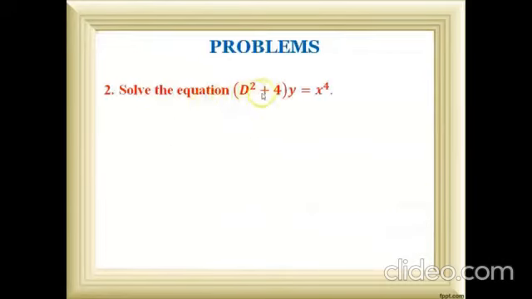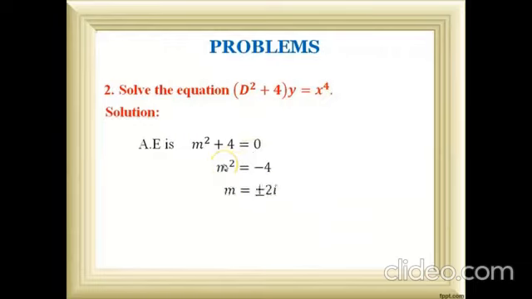Solve the equation (D square plus 4) y is equal to x power 4. This also comes under the third type category. We are having the algebraic form on the right hand side. So we have the auxiliary equation m square plus 4 equal to 0. Whatever we are having in the RHS, we must take 0 in the auxiliary equation. So after solving this, I will get the roots plus or minus 2i. It purely comes under the imaginary root.